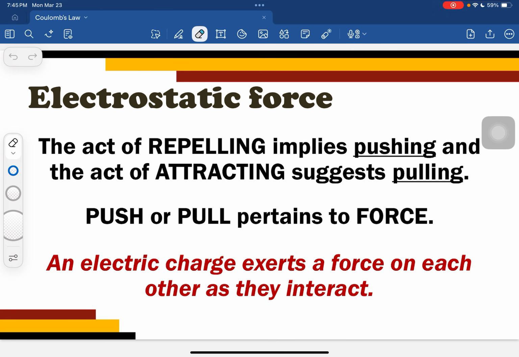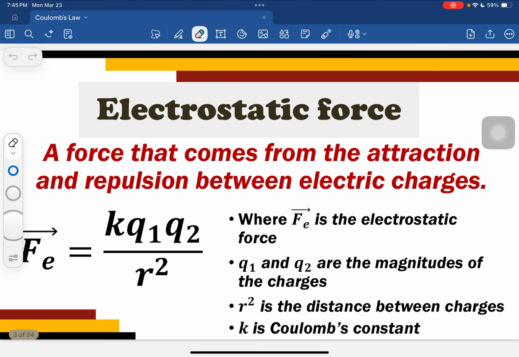So basically, when you talk about Coulomb's law, we'll be getting the forces between charges, and it's a very simple formula. Later on, I will be introducing it to you. And here it goes. Electrostatic force is the force that comes from the attraction and repulsion between electric charges. And the formula is straightforward. It's F equals k Q1 Q2 all over r squared, where F is your electrostatic force, Q1 and Q2 are the magnitudes of the charges, r is the distance between charges, which is squared in the formula, and k is the Coulomb's constant.